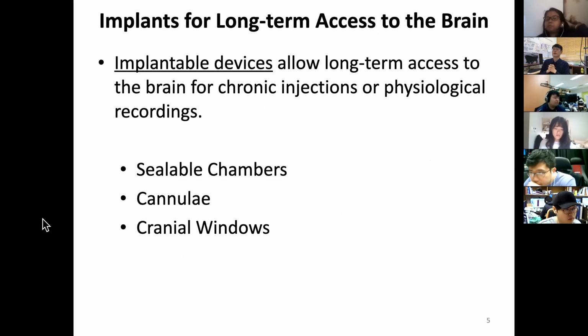All right, so why do we need to implant for long-term access to the brain? We sometimes put implantable devices, which allow us to have long-term access to the brain for chronic injections or physiological recordings. And these three we'll be talking about.